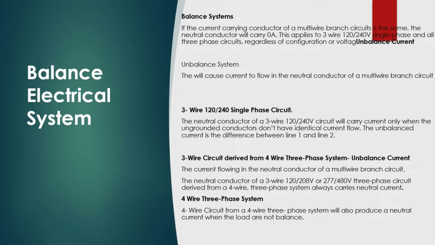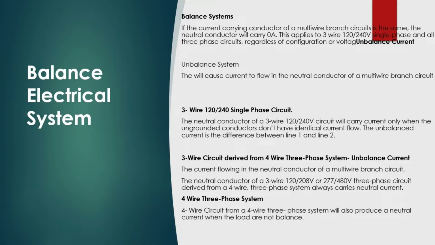The next thing now: a three-wire circuit may derive from a four-wire three-phase system. That is the one where we have a three-phase system and then take a single-phase circuit from that system. That is the same as a two-phase circuit. So we're taking only maybe line one and line two, or line two and three, and so forth. Whichever, only two are taken from the four-wire three-phase system, which consists of phase one, two, three, and a neutral.